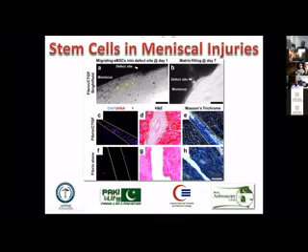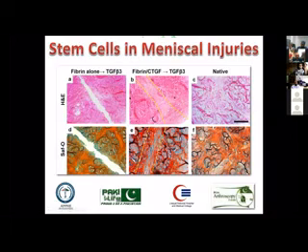This is a histological confirmation of all that, and it tells you that if you just put fibrin alone, it won't work. If you put fibrin with growth factor, it will work, and if you put the tissue transforming factor into it, it will work even better.